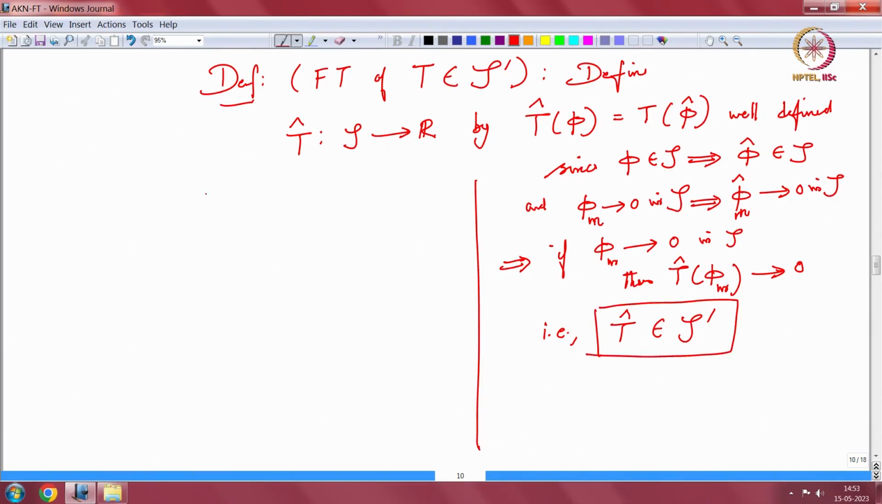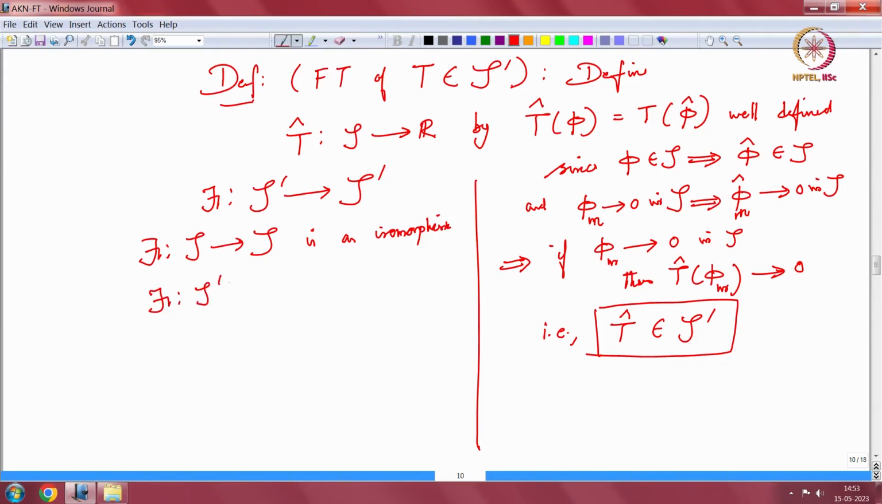The Fourier transform is a mapping, and in fact a bijection. You already know that the Fourier transform from the Schwartz space to the Schwartz space is an isomorphism, and from the dual space to the dual space it is a bijection. You have all these properties more or less free once you understand the Fourier transform on the Schwartz space.